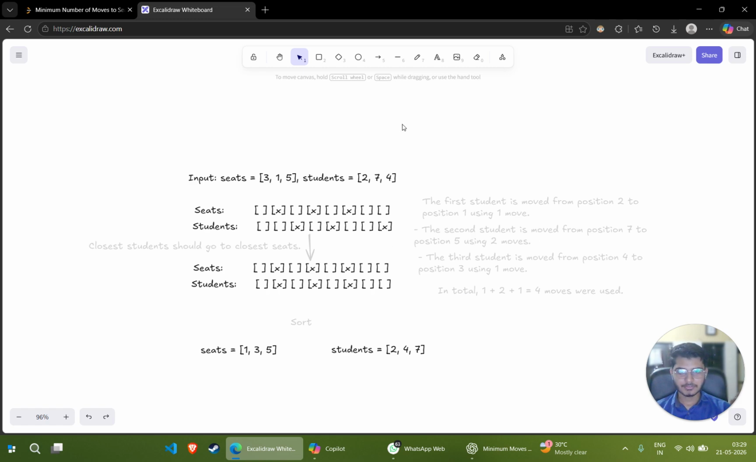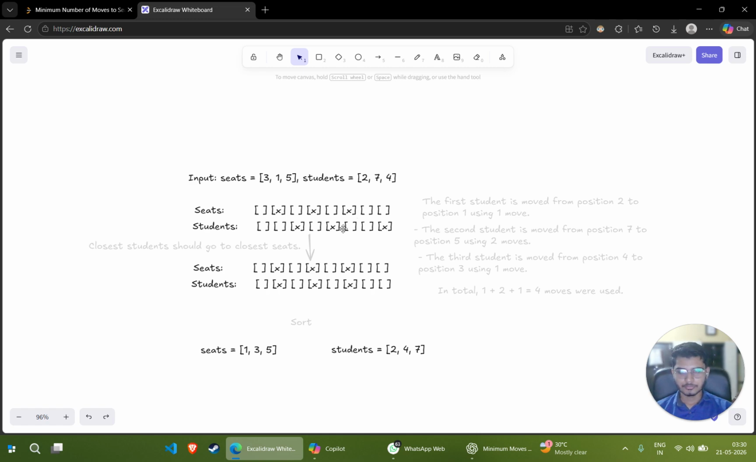As mentioned, students can move left or right by one position in one move, so it takes two moves from 7 to 5. The third student, at 4, moves from position 4 to position 3 using one move. So the main idea behind this question is that the closest students should go to the closest seats.